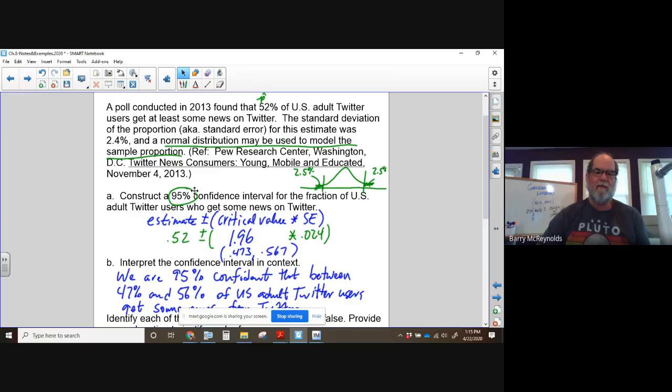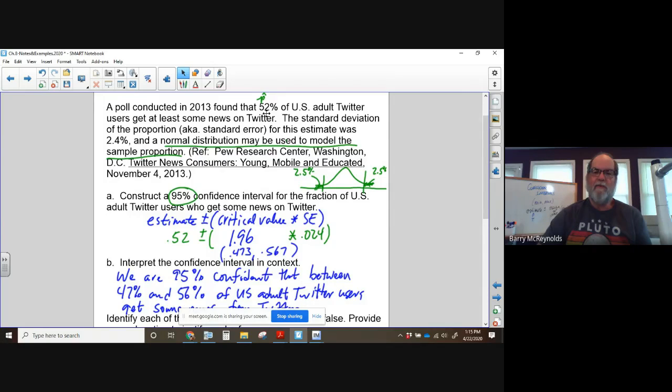So here we've been given a get out of jail free card. We're told that we can assume the sample proportion is going to be normally distributed. And so from this, we want to construct a 95% confidence interval. Now, a confidence interval means we're going to end up with a min and a max value. So let's take that general form, estimate plus or minus the product of a critical value times the standard error. Well, we've been given the estimate.